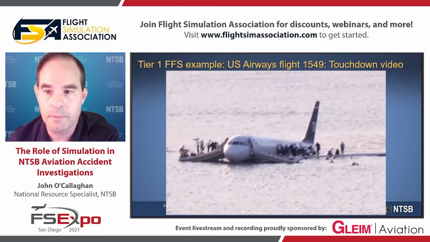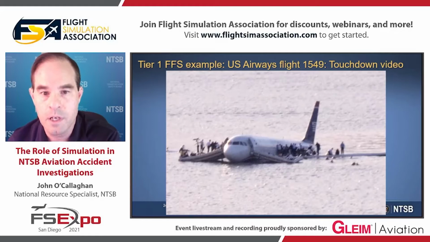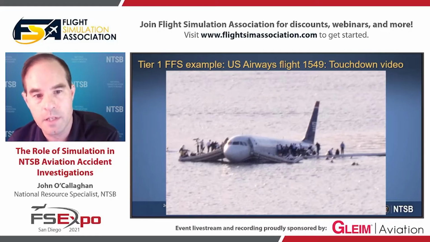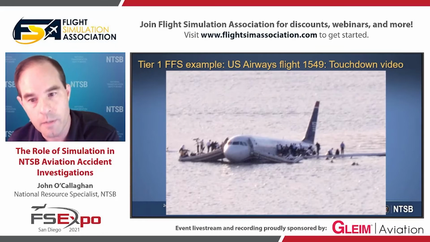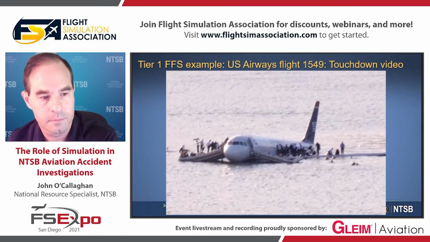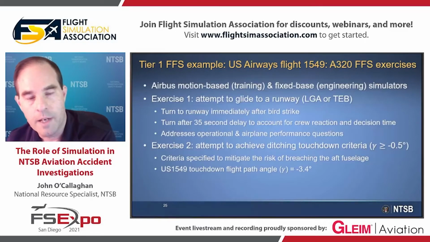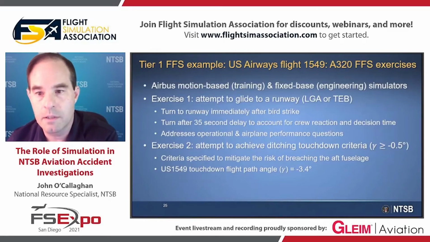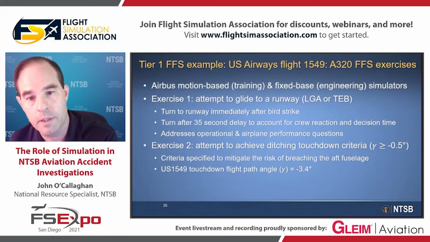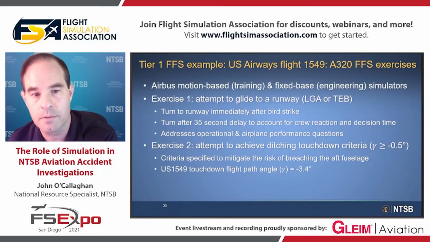As will be described later, one objective of the Tier 1 simulations was to evaluate the feasibility of achieving the touchdown conditions required to avoid a breach of the fuselage. The Flight 1549 simulation tests were conducted using both a motion-based training simulator and a fixed-base engineering simulator at Airbus. 2 simulator exercises were evaluated. The first consisted of attempting to glide back to a runway, using both an immediate turn to the runway following the bird strike and a turn delayed by 35 seconds to account for crew reaction and decision time.